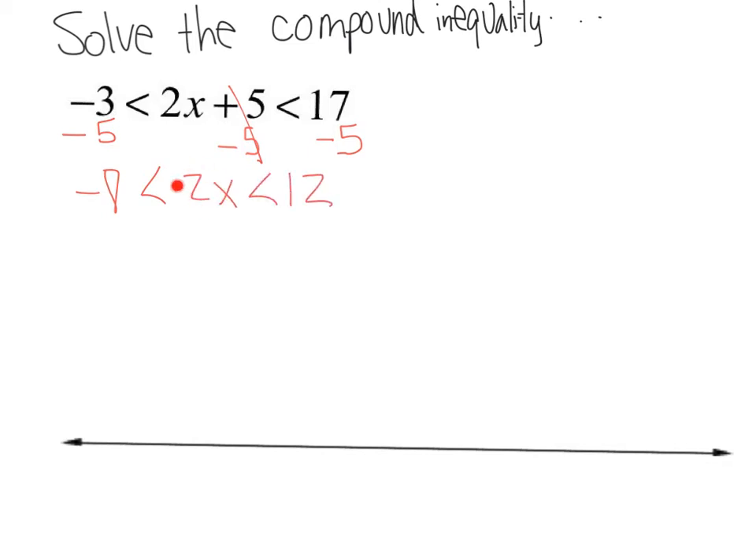And then trying to get rid of this 2, I divide it. If I divide the middle by 2, I have to go to the right side, divide this by 2, and go to the left, divide the left side by 2. So I end up with -4 is less than x, which is less than 6. And then I would go ahead and number my number line like I did before.